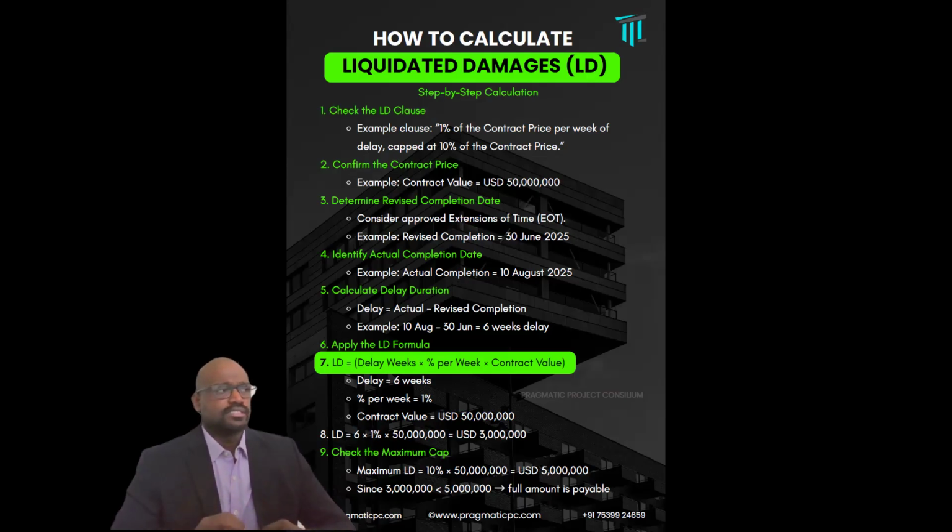So in some cases, in large projects, the percentage goes down, like 0.5 percent per week to a maximum of 5% of the contract value. So this is how we calculate the liquidated damages. Thanks for watching.